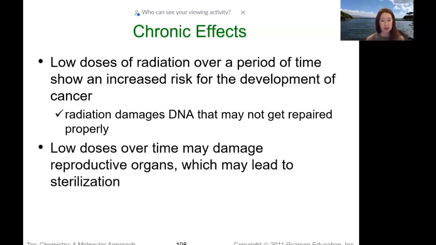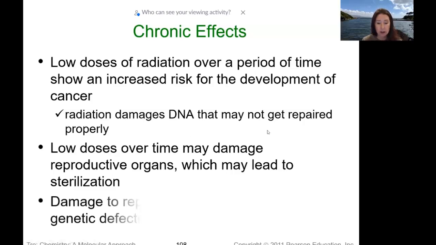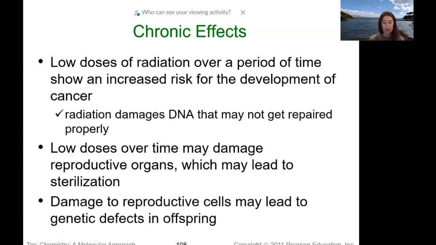Now, chronic effects are going to be more common. These are lower doses of radiation over a longer period of time, and this is usually what's causing the DNA that doesn't get repaired properly. It also can damage reproductive organs and cause genetic defects in offspring. So we have acute and chronic, and we're going to look at those for a little while.